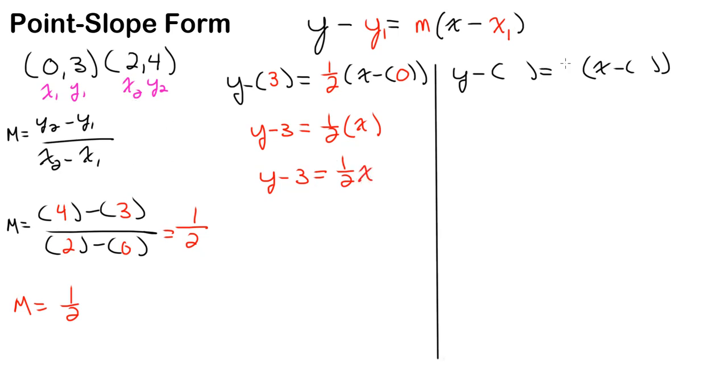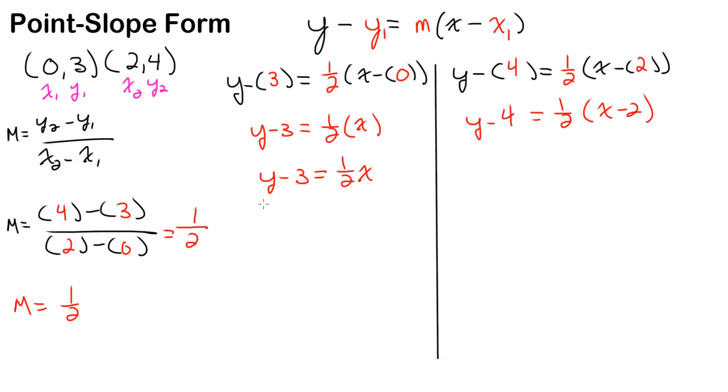Now on the other side, same slope. Our y value is 4, and our x value is 2. And we simplify. We get y minus 4 equals half times x minus 2. So now if your goal is to write the equation in point-slope form, either one of these is correct. Y minus 3 equals half x, or y minus 4 equals half times x minus 2.